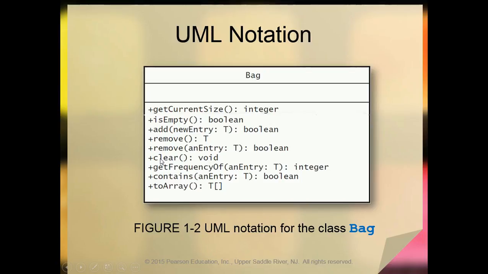We can empty out the bag, clear it. If an object of type T is duplicated in the bag, we can count the number of times it's duplicated through the getFrequencyOf method of the bag. And we can determine if an object of type T is present in the bag. And we can of course convert the bag to an array. So these are the UML methods, the methods associated with the bag, articulated using UML notation.